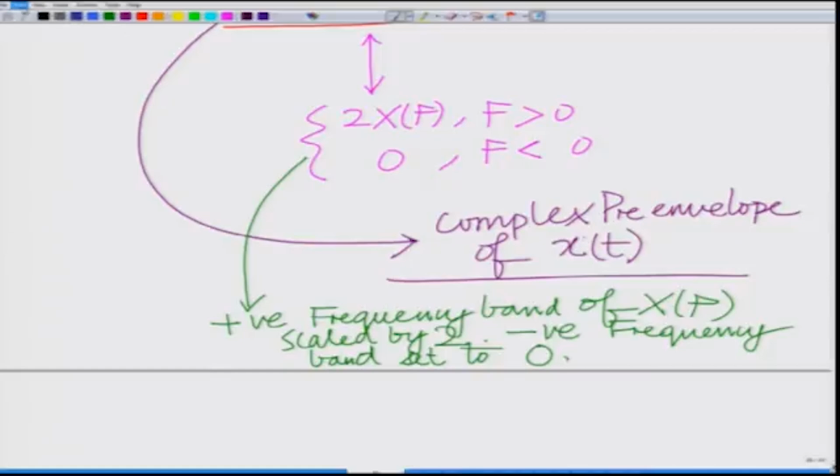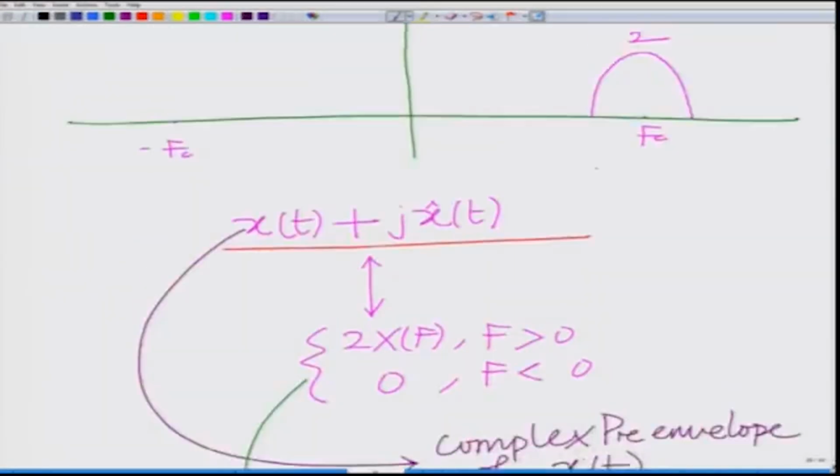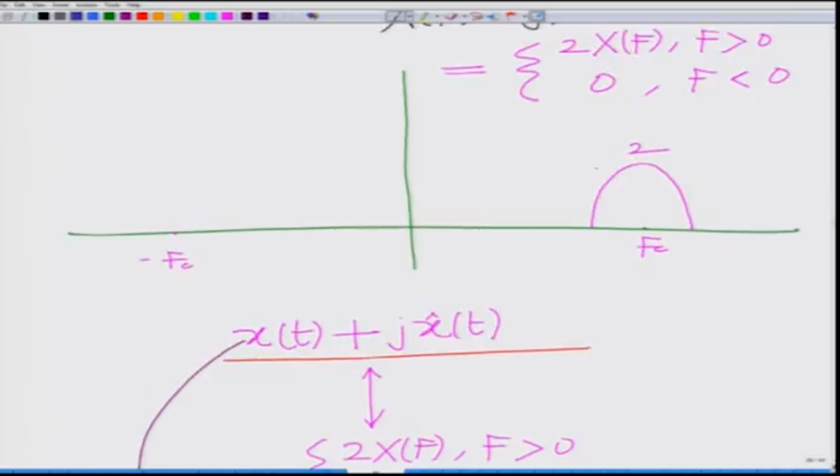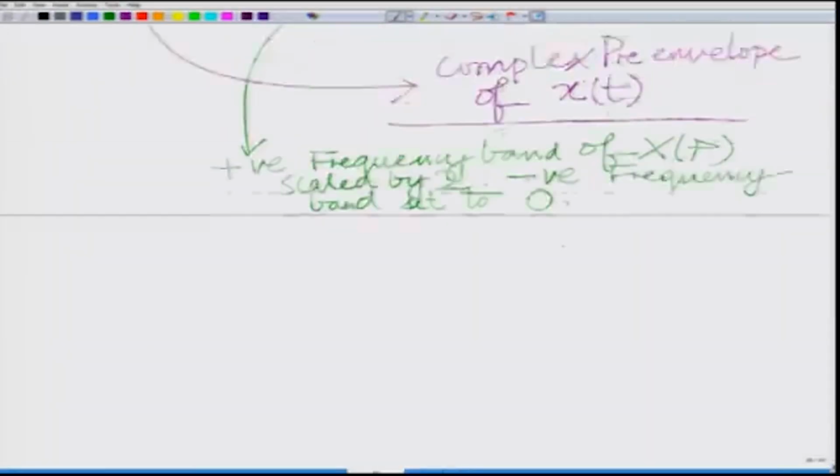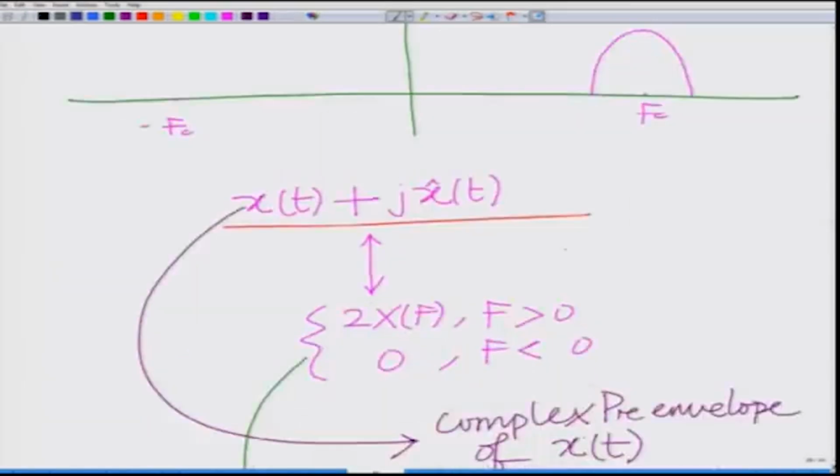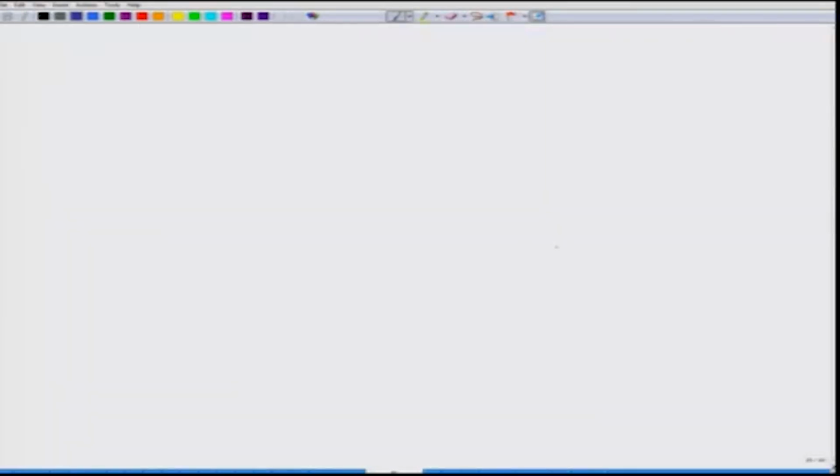Now, you can see that this complex pre-envelope has only a band at f c. If I shift it by minus f c, that is, to the left by f c, it will be centered at 0. That will give me a baseband signal, but it will be a complex baseband signal, alright. So, if I take this, let me draw it in a separate figure.